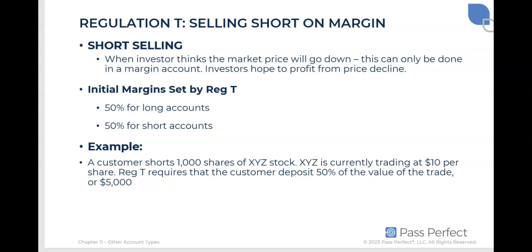All right, so Regulation T under the Federal Reserve says 50% down payment for a long account. When they buy something, they have to deposit 50% of the purchase price, and when they sell a stock short, they have to deposit 50% over and above the proceeds of the short sale.